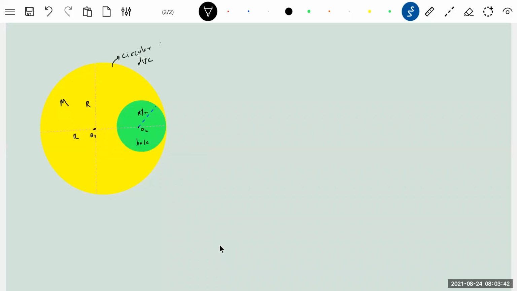What is R by 2? R by 2 is the hole. I think you take paper, you just make a hole. Find the center of mass of this system where a hole is there. What is m? Mass of the disc with hole. Find the center of mass of a circular disc if a hole of radius r by 2 is made in a disc of radius r.